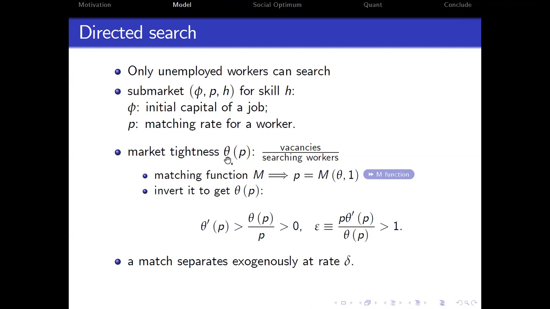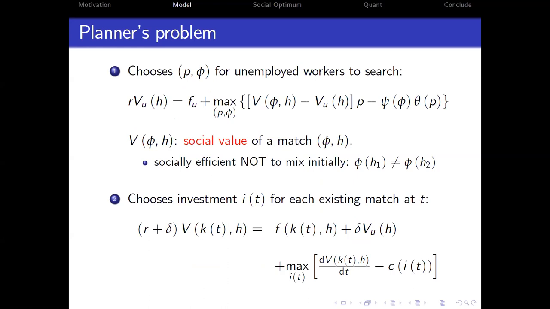So this tightness function, once you assume that the matching function has the usual properties of strictly positive marginal productivity and concavity, then the theta function is going to be increasing and strictly convex. All right, so a match separates exogenously at this rate delta. As I said, there's no on-the-job search here. Okay, the planner is trying to think about what sub-market to send unemployed workers with a skill-age to. So that's the planner's choice, P and phi. P is the matching rate and phi is the initial capital stock.